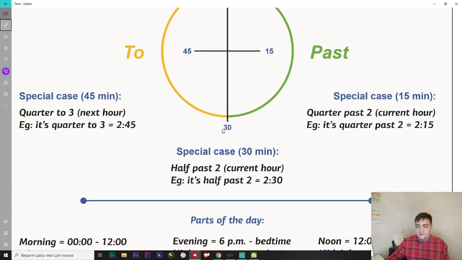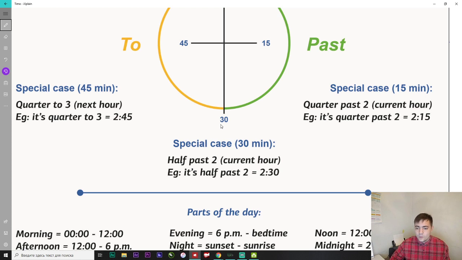Let's move on to our 30 minutes case. Well, 30 is basically a half, right? Half an hour. Absolutely clear. Because if we divide 60 on 2, we get 30. 30 is just a half, alright? Половина. Half это половина. So we say half past 2. That means current hour. We always take current hour when we say about half, okay? Example, it's 2:30. Половина третьего.